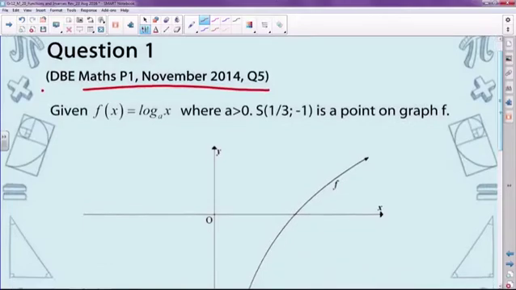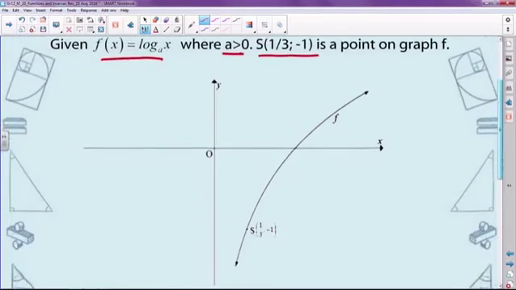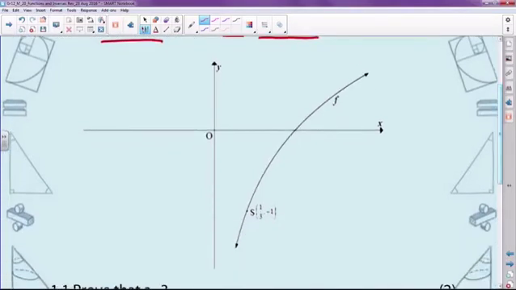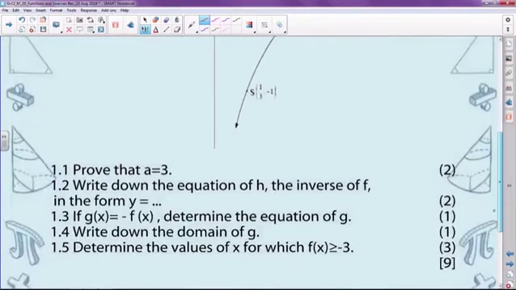That's always a good place to start when you're given an exam question. We are given that f of x is equal to log x base a, where a is greater than 0. As is always the case, your base needs to always be positive. You are given a point S with the coordinates x is 1/3 and y is -1, and that's a point on your graph f, as you can see the graph is drawn. All right. So the first part says prove that a is equal to 3.